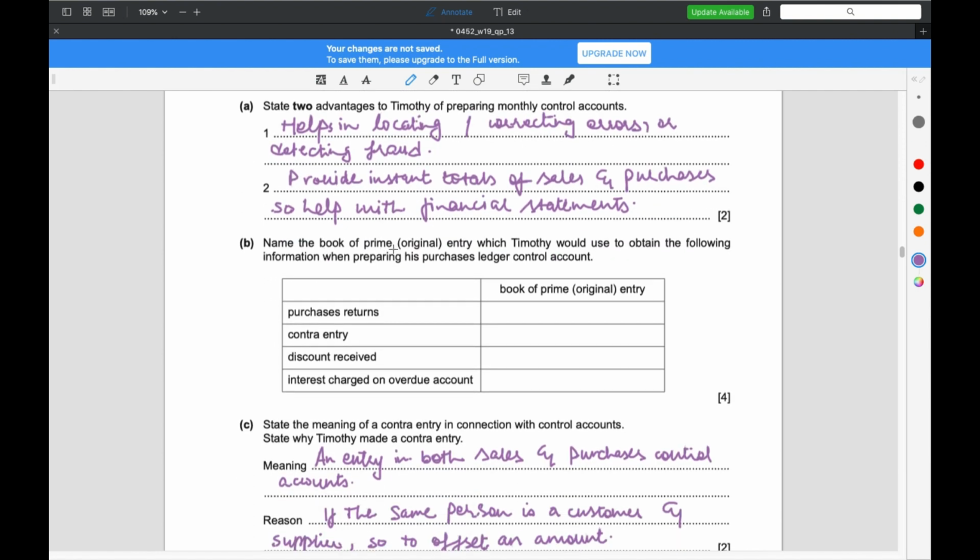In part B, he says name the book of prime entry which Timothy would use to obtain the following information when preparing his purchases ledger control account. Okay. The purchases returns are in the purchase returns journal. We know that because it's a book of prime entry. A purchase returns journal. All right. The contra entry does not have its own journal, right? So it's going to be on the general journal.